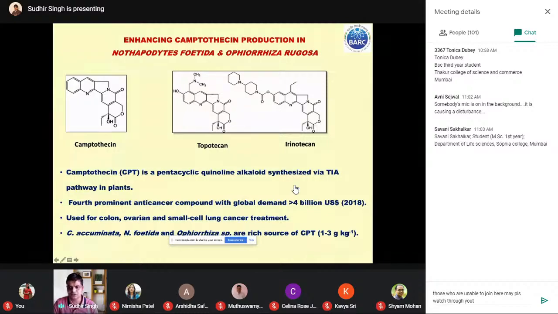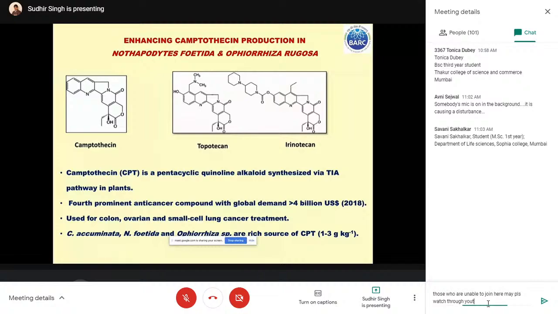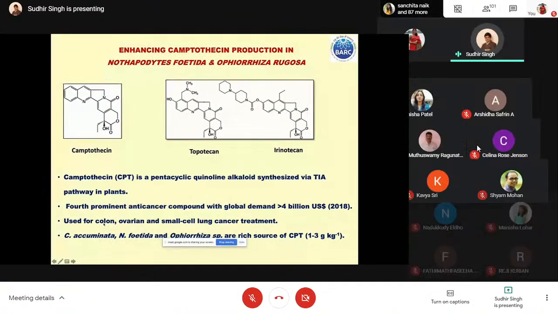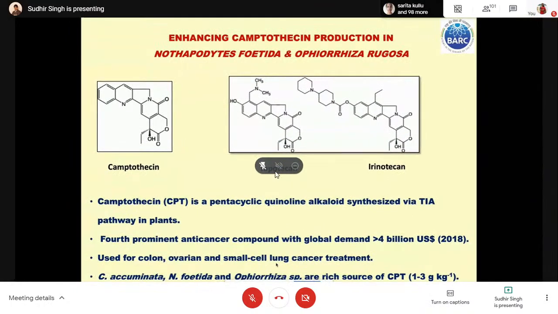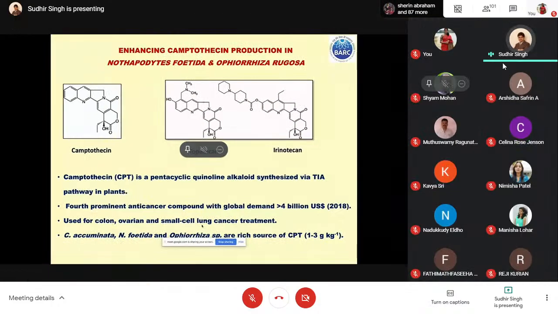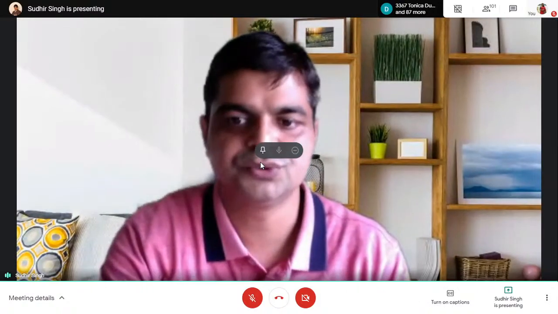That shows its commercial value, because anything we do research on, or any technology we produce, or any startup we start, unless it translates into commercial viability, that product will only remain limited to what we do in the lab. The value is primarily because it's an anti-cancer compound, and the derivatives of this compound, which are used in the medical field, are used for colon, ovarian, and small cell lung cancer treatment. And if you look at the natural source, till now our dependency for this compound is only on the natural source.